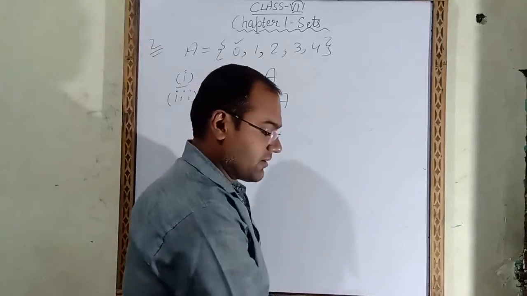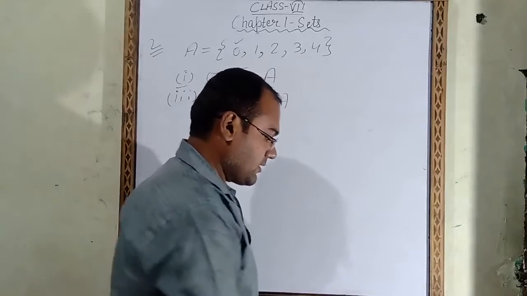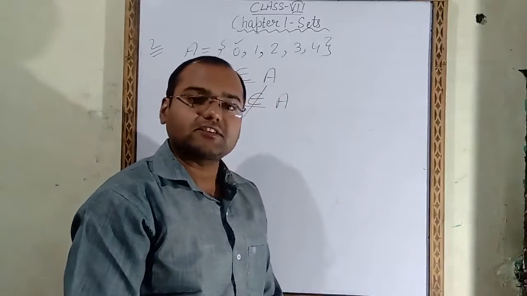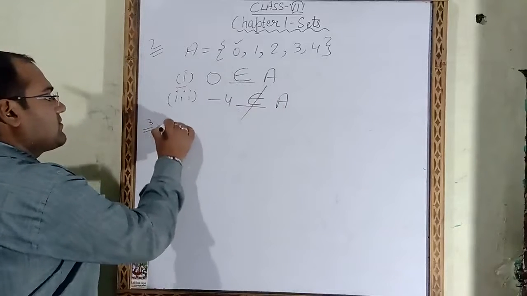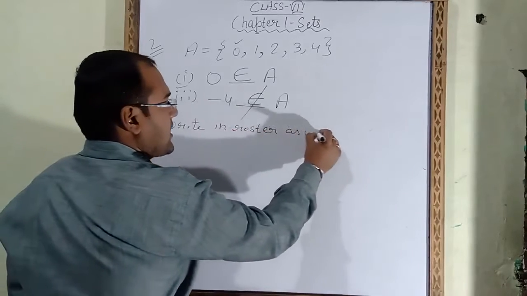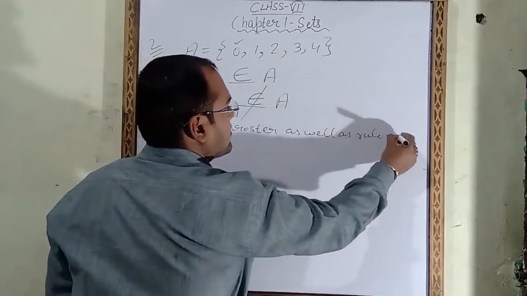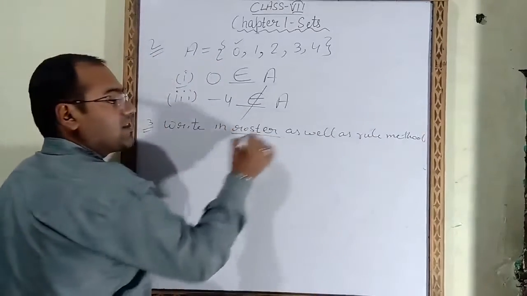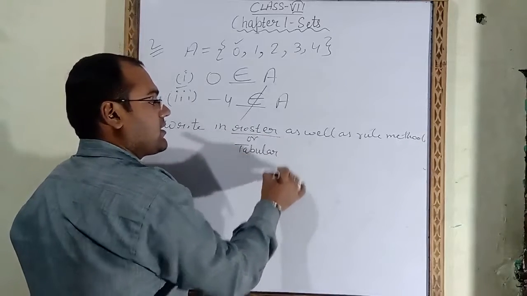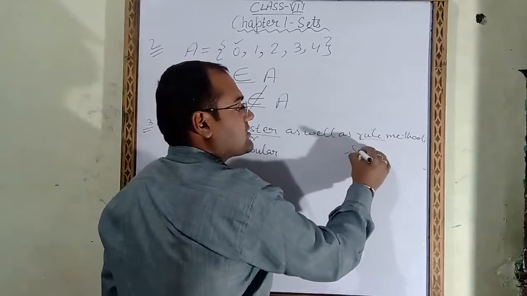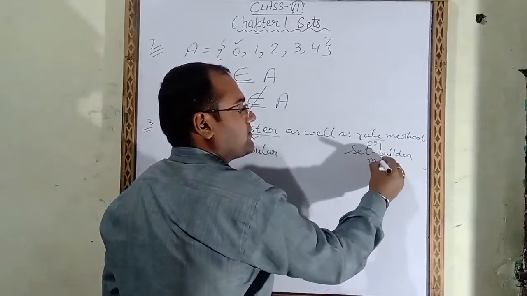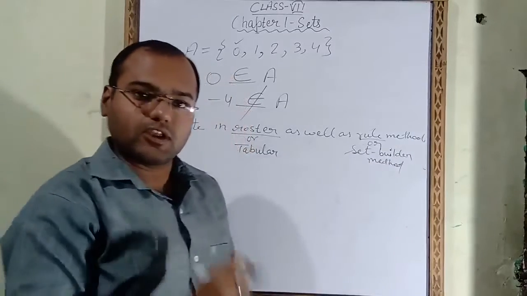Now come to question number 3rd. Question number 3rd is: write the following in roster as well as rule method. Another name of roster method is roster or tabular method. Another name of rule method is rule or set builder method. So in each part we have to write both the methods.